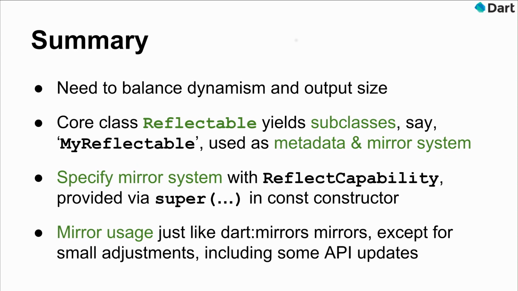So the basic idea here is that we want to create a balance between dynamism and output size. There is the core class Reflectable. You would create subclasses of Reflectable and pass in the super constructor invocation the value of type list of ReflectCapability that specifies how much support for reflection you want to get with this particular mirror system. And then when you design your mirror systems, you go around and apply them in your system, and it's going to look very much like dart mirrors. But you need to remember to say MyReflectable.reflect in order to get started, and basically that's it.